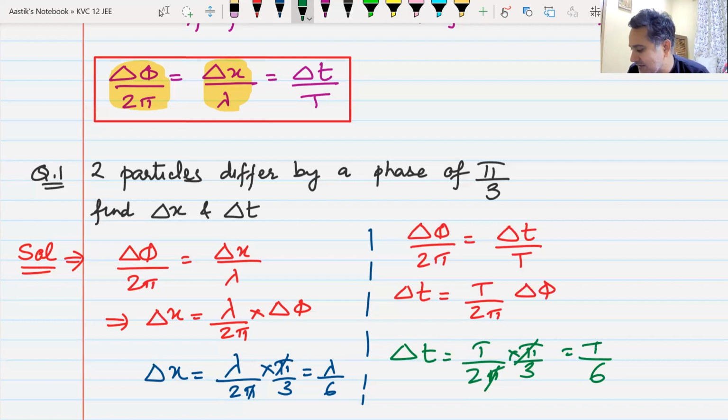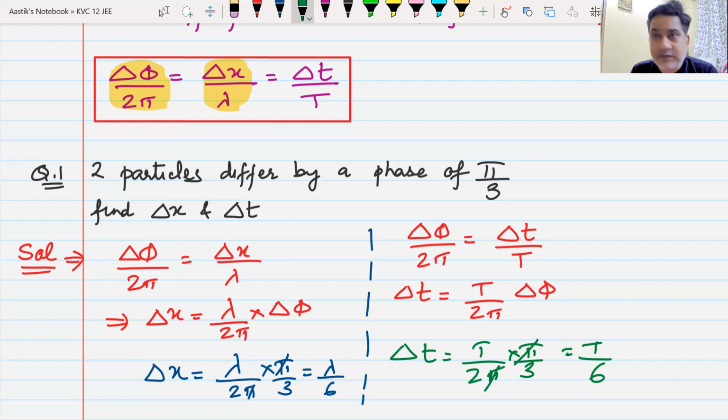Do we understand this? Yes or no? Yes, sir. So if you know the phase difference, you will know the path difference. If you know the path difference, you will know the phase difference. Okay? Got it? Now this path difference and phase difference are going to come in a variety of problems.